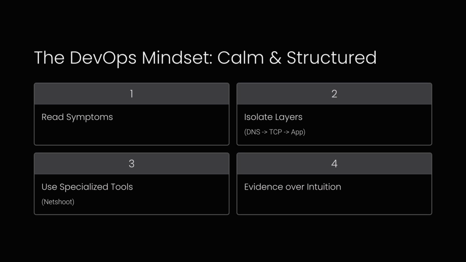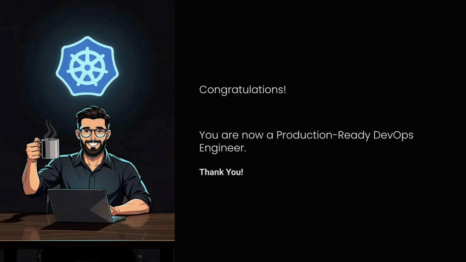In this lecture, we learned how to read the symptoms before touching configuration, using nslookup, nc, and telnet, not from the application pod, but from a specialized Netshoot pod, which is meant for this kind of troubleshooting only. And now we are far more confident in debugging Kubernetes the way production demands. Well, this mindset, calm, structured, evidence-driven, is what separates a YAML writer from a DevOps engineer. Congratulations on becoming a good DevOps engineer.